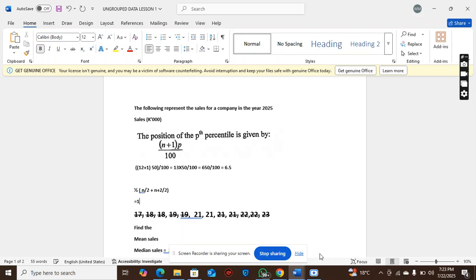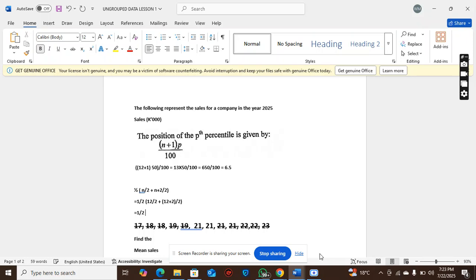All right, so say half. N is 12, so you're going to say 12 divided by 2 plus 12 plus 2 divided by 2. 12 divided by 2, that is 6. 12 plus 2, that is 14. 14 divided by 2, that is 7. 6 plus 7, that is 13. Half of 13, 6.5. Okay, colleagues, many ways of doing this.